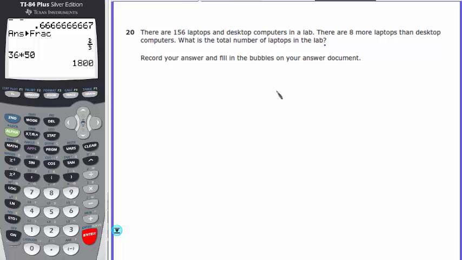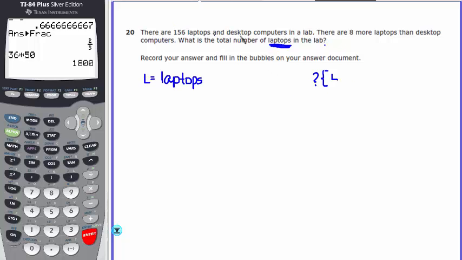Let's go on to question number 20. The question says, what is the total number of laptops in the lab? Right there, I see the keyword laptops. That's basically what the question is asking. What is the number of laptops? So what I'm going to do here, I'm going to establish this variable. I'm going to make a note. Letter L, I'm going to use to represent laptops. All right. And I'm just going to make sure that I label that's what the question is. The question is to find laptops.